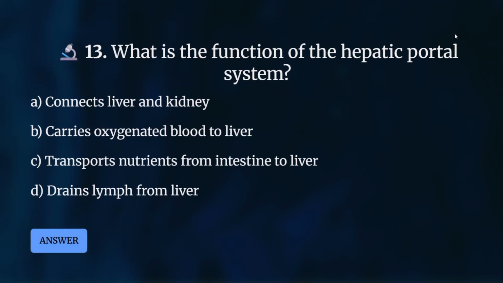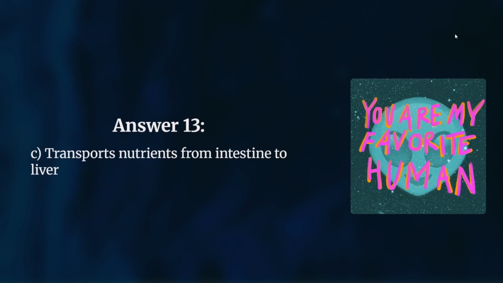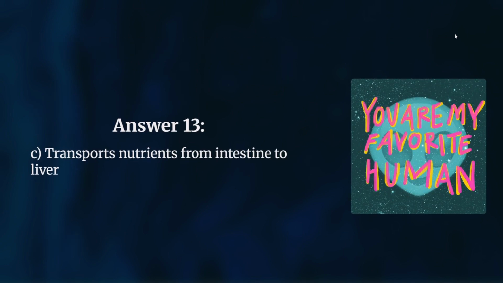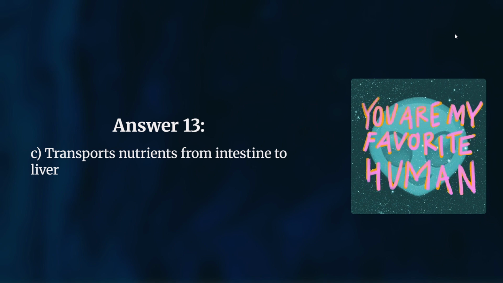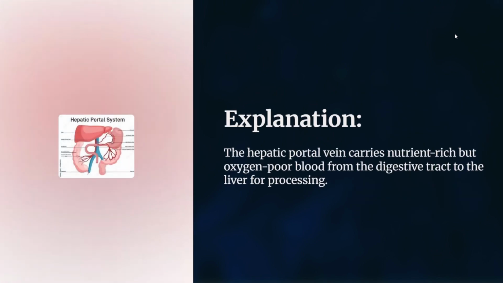What is the function of the hepatic portal system? Options are A. It connects liver and kidney, B. Carries oxygenated blood to liver, C. Transports nutrients from intestine to liver, or is it D option that it drains lymph from liver? And the correct answer is option C. It transports nutrients from intestine to liver. The hepatic portal vein carries nutrient-rich but oxygen-poor blood from the digestive tract to the liver for processing.